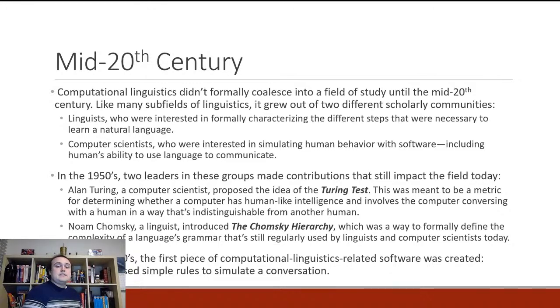And by the early 60s, the first piece of computational linguistics related software, at least that I know of, was created. This was called ELIZA, and it was an attempt at passing the Turing test. So this was a piece of software that would chat with you, what we would call nowadays a chatbot, and it just used simple rules to simulate a conversation.